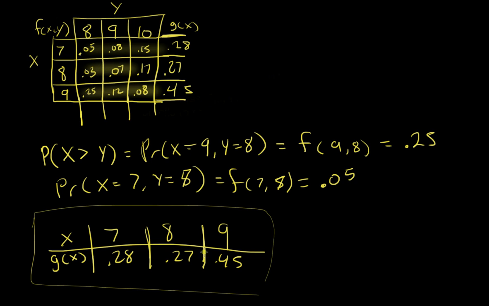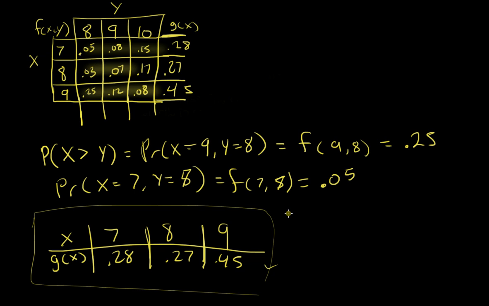Now, you can always double check your answer, and you should, so I'm going to go ahead and do it right now. The sum of the probabilities in the marginal distribution function should add up to 1. So 0.28 plus 0.27 plus 0.45 adds up to 1. Okay, good. I'm pretty sure I did my addition correctly then.